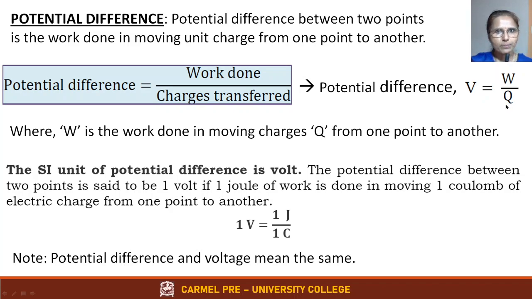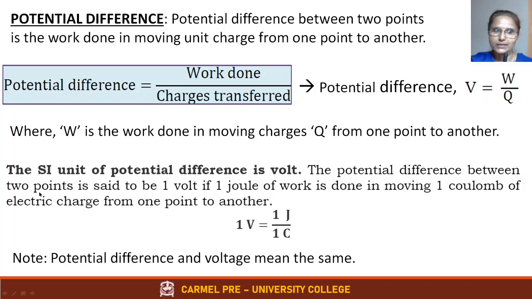These equations are important. I is equal to Q by t, V is equal to W by Q. W is the work done, Q is the charge. SI unit of potential difference is nothing but volt. Okay, 230 volts, remember.